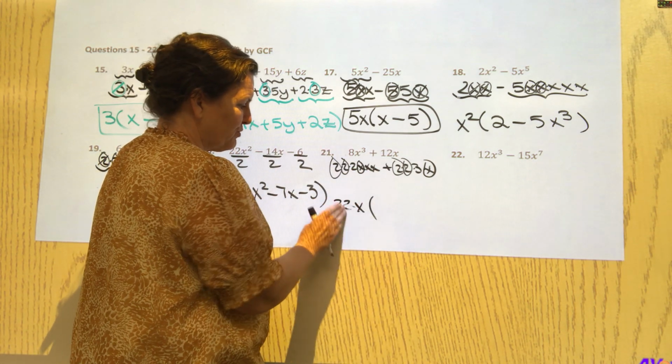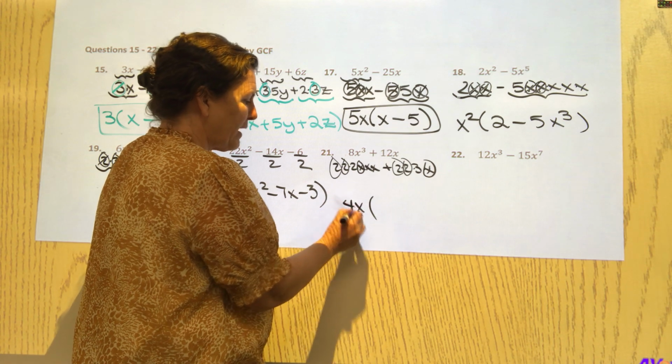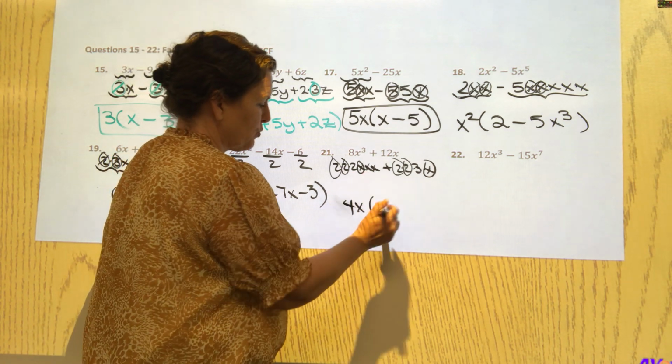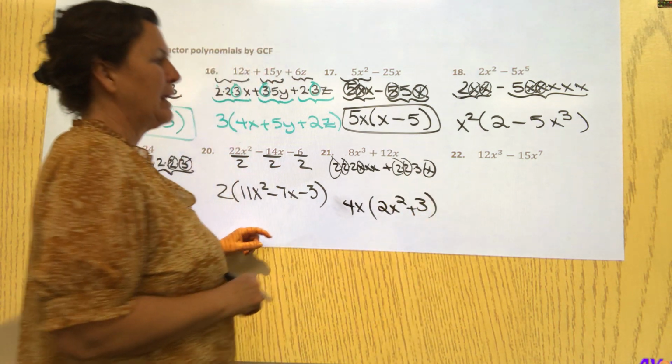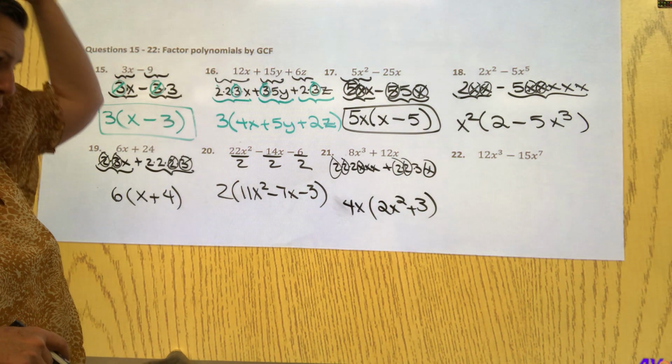But what is 2 times 2? It's 4. So let's make it the 4. 4x is what they have in common. You have 2x squared left over plus 3. Cool. Last but not least, that beautiful one right there.